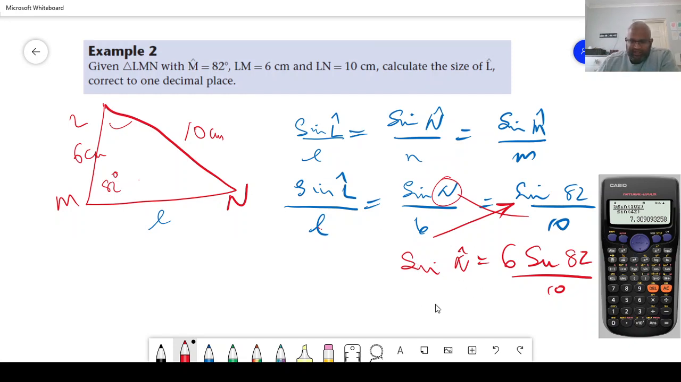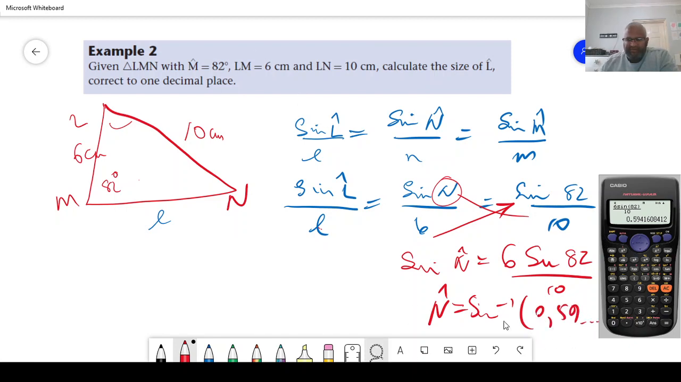So to calculate angle N, it is going to be arc sine of this here. I'm going to put that on the calculator: 6 sine 82, close brackets, over 10 gives us 0.59. Of course the number carries on. Then just take the arc sine of that, so it's shift sine, or arc sine, of 0.59.